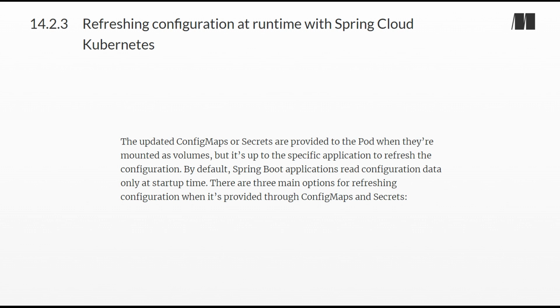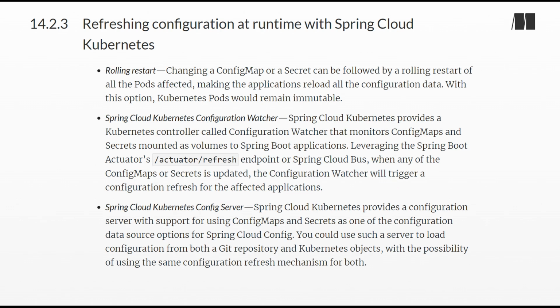The updated config maps or secrets are provided to the pod when they're mounted as volumes, but it's up to the specific application to refresh the configuration. By default, Spring Boot applications read configuration data only at startup time. There are three main options for refreshing configuration when it's provided through config maps and secrets. Rolling restart. Changing a config map or a secret can be followed by a rolling restart of all the pods affected, making the applications reload all the configuration data.